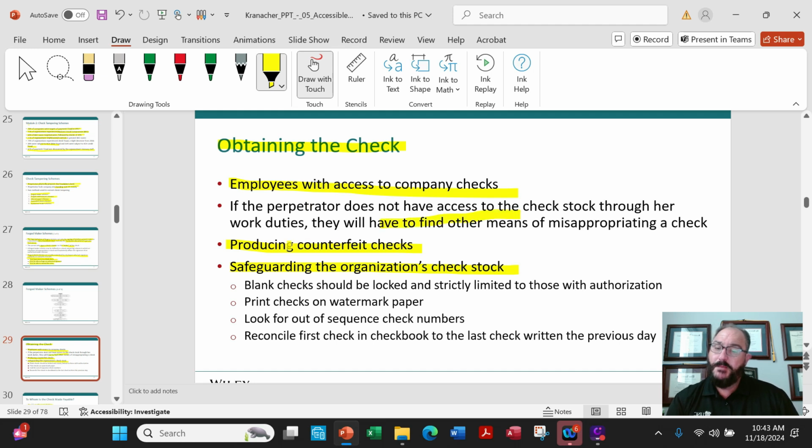Now, you can produce counterfeit checks, but it's kind of hard. You have to have a special toner. It's called a microtoner, for the numbers along the bottom of the check to be read. So I guess somebody could do that. But basically the key here, obviously, like everything else, is internal controls, right? So this is the key right here. Blank checks should be locked and strictly limited. You have to have authorization. Watermark paper, that's obviously a special type of paper. Always checking your sequence numbers, things like this, okay?